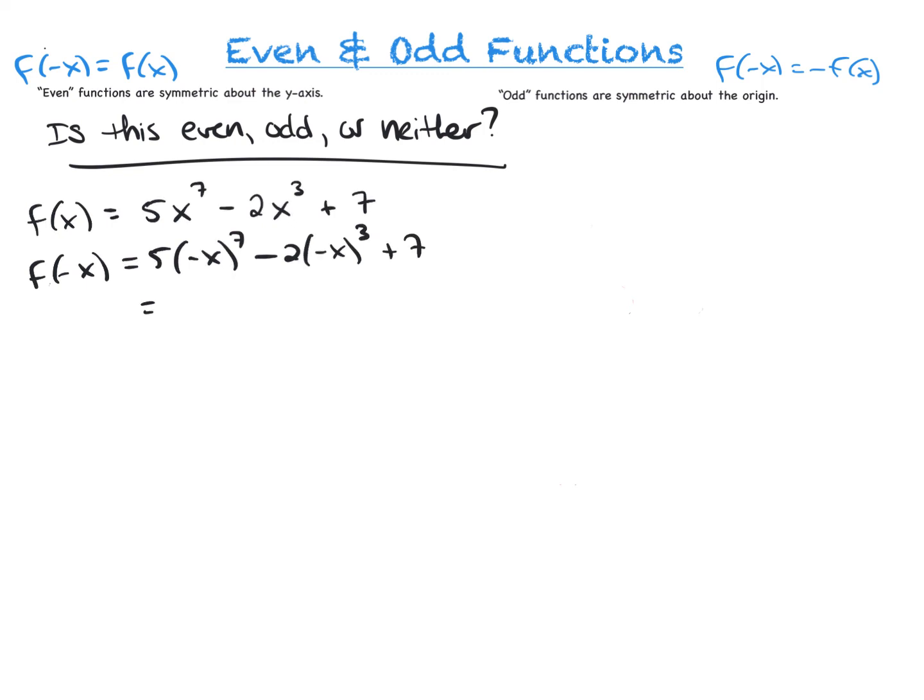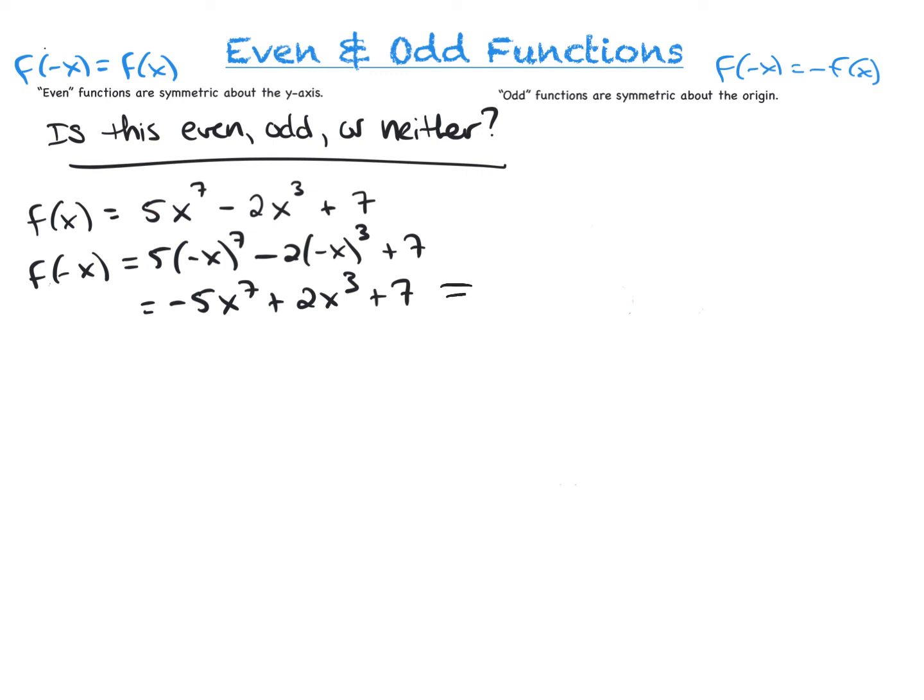And when we simplify that, remember a negative raised to an odd power will be negative. So this is a negative 5x to the 7th. For the negative x cubed is negative x cubed, so that would make this a positive 2x cubed. Ooh, this is looking odd, right? The signs are changing. Positive 5 is turning into a negative 5. Negative 2 is turning into a positive 2. Alas, the plus 7 doesn't have an x with it, so it stays plus 7. So not all of the signs changed, and it isn't exactly f of x.